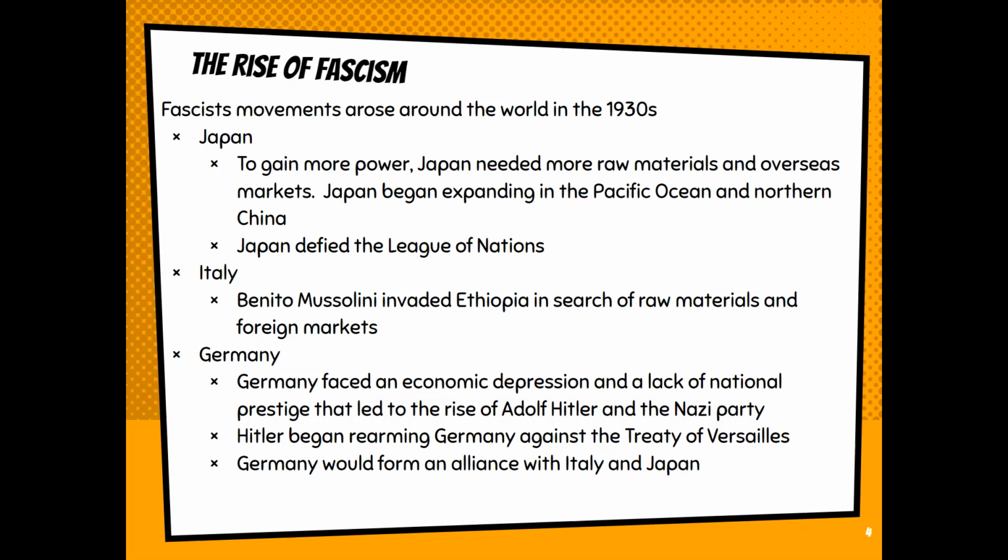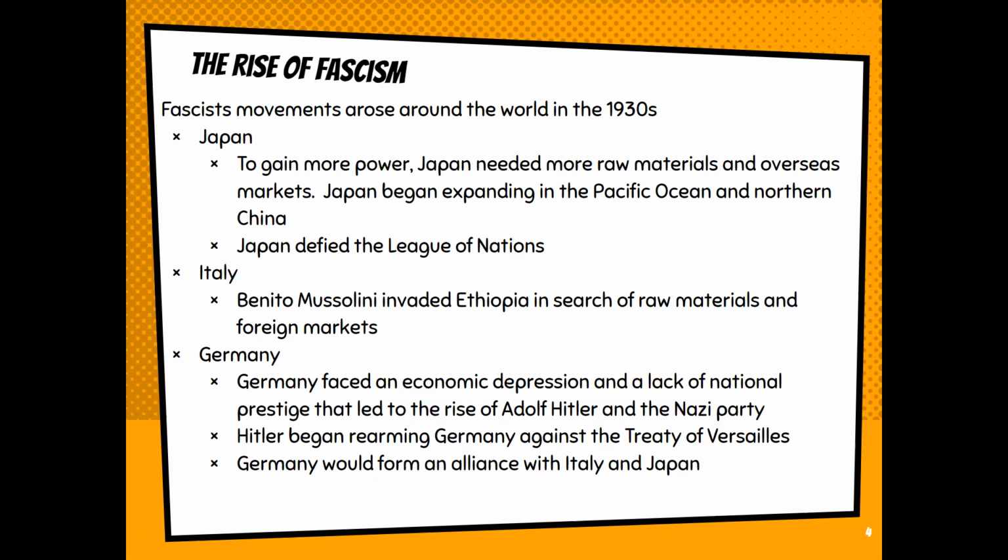We see a similar thing happen in Italy with a dictator named Benito Mussolini. He invaded Ethiopia, hoping to find raw materials there to use for his consolidation of power. And then, of course, there's Germany.